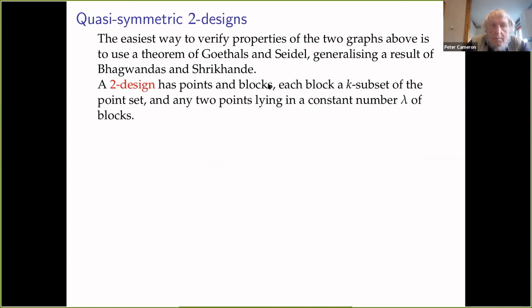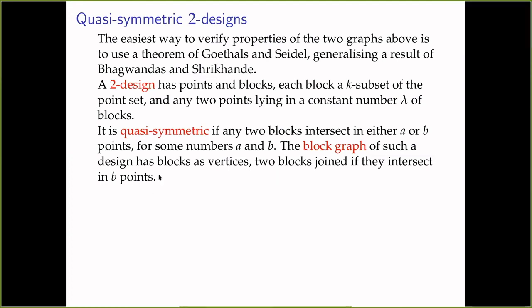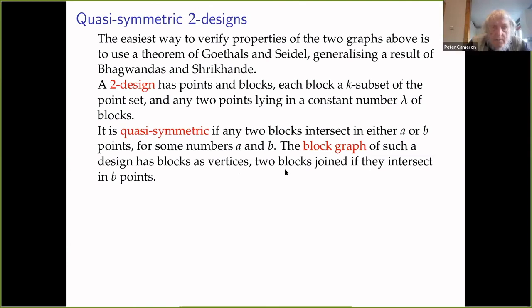A 2-design has points and blocks. Each block is a k-subset of points, and 2 points lie in precisely lambda blocks. And it's called quasi-symmetric if there are just 2 different numbers for the size of the intersection of 2 blocks. Any 2 blocks intersect in either a or b points. Now you pick one of those numbers, it doesn't matter which, and then the block graph of the design has the blocks as vertices, and 2 blocks are joined if they intersect in b points. So in the case of the 77 graph, we took the Witt design on 22 points and did this construction with blocks joined if they intersected in 0 points.